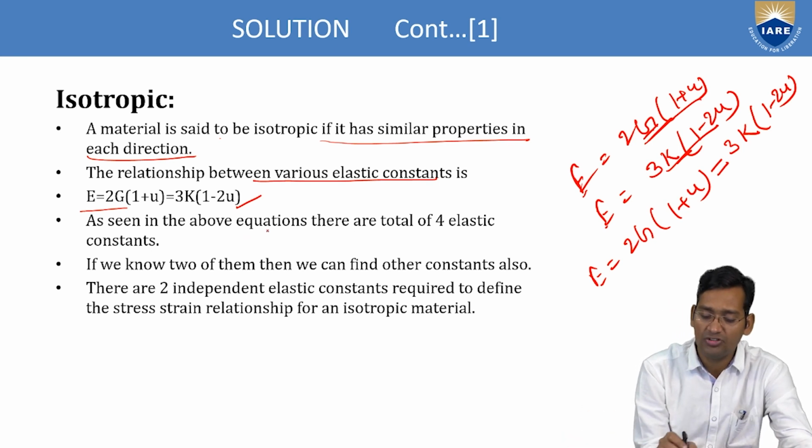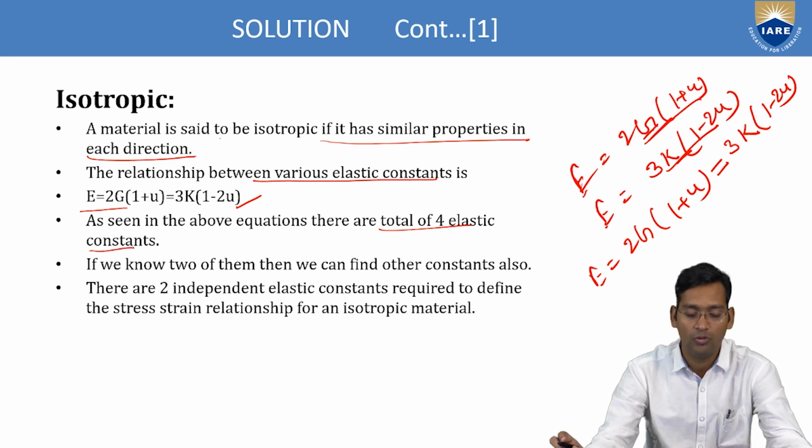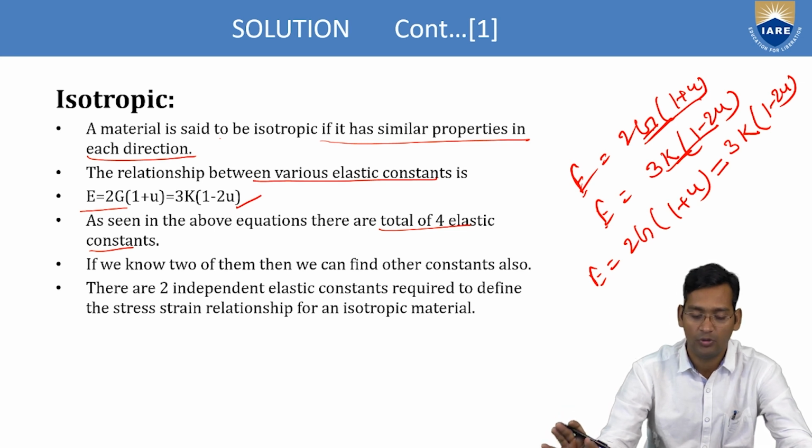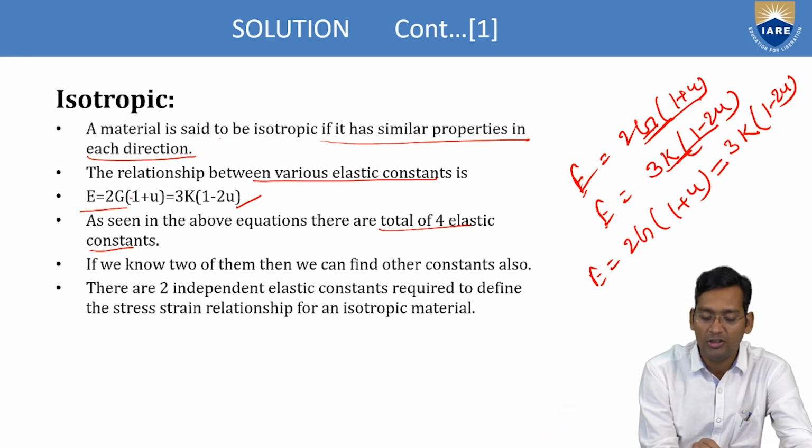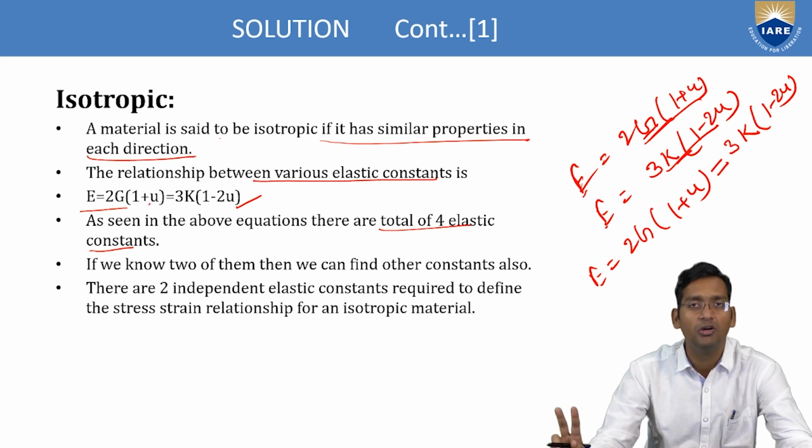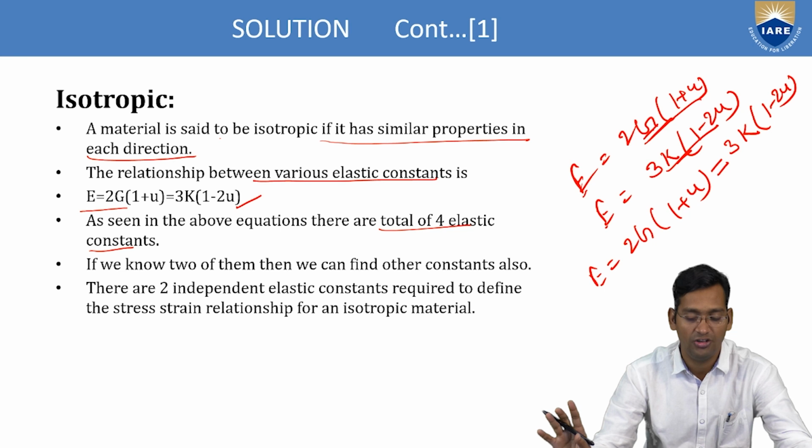As seen in the above equation, there are a total of 4 elastic constants. So in this case, only 4 elastic constants are required. Just see how. After multiplying, 2G plus 2GU, and here 3K minus 6KU. So that is only 4 elastic constants required here.